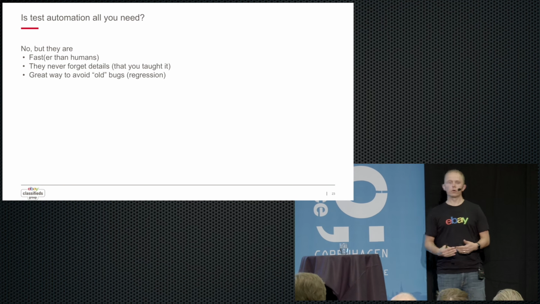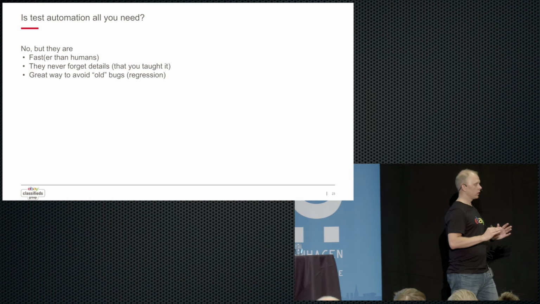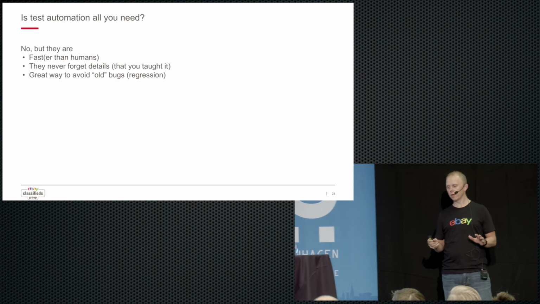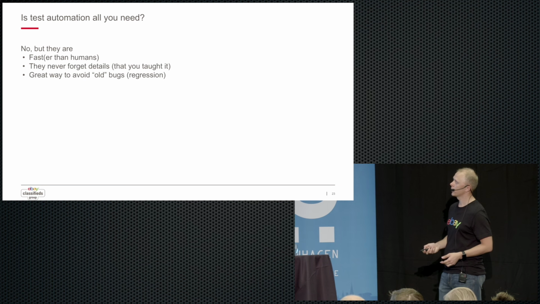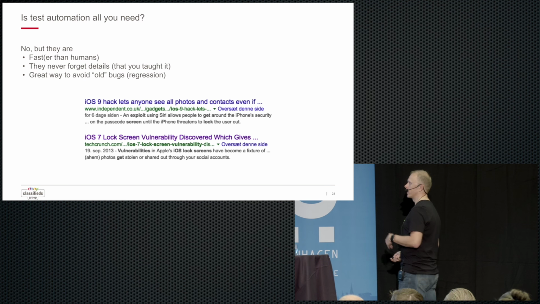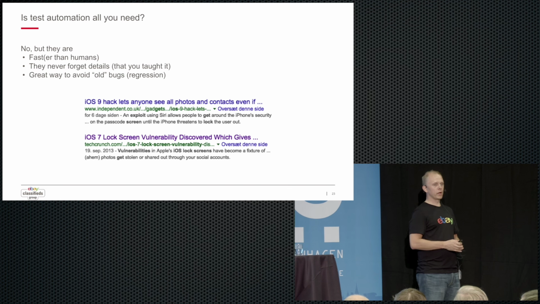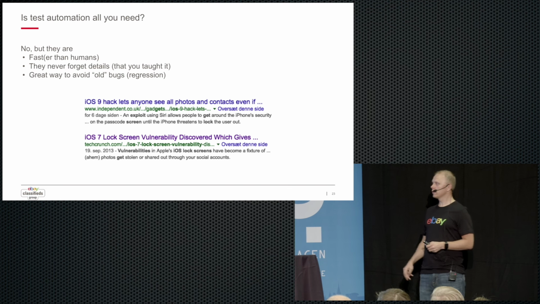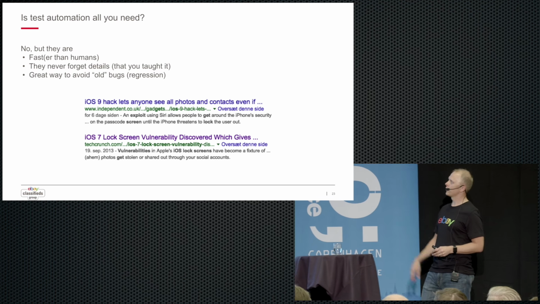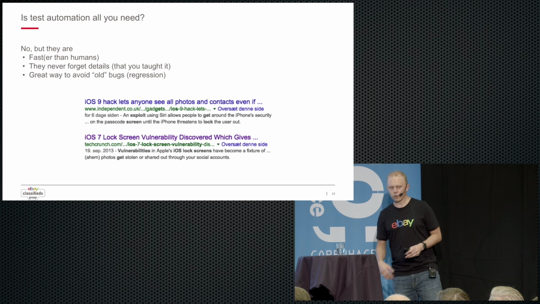So it's a great way to avoid old bugs. You don't want to have those regressions where an old bug, you can talk to Apple about that, might reappear in later versions. A bug on the lock screen that happened in iOS 7 is now back in iOS 9. I'm not sure if it's the same bug, but I thought it was kind of funny. And you don't want that to happen. That's what the automation is really good for.